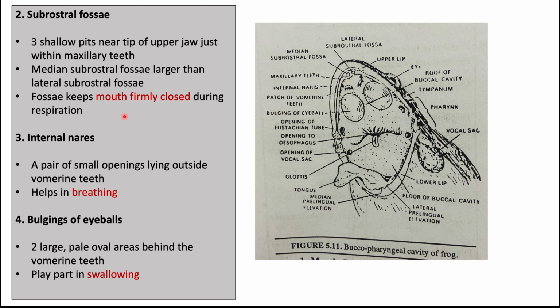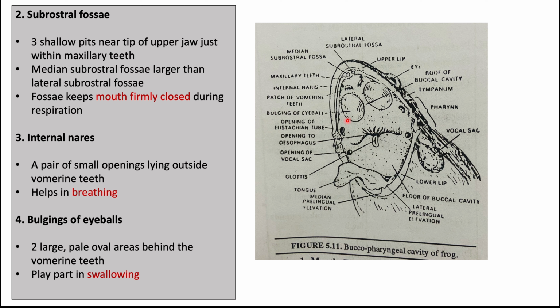Next portion is the internal nares. Look at these internal nares, these black dots, 1, 2. There is a pair. A pair means there will be two. A pair of small openings lying outside the vomerine teeth. Yes, they are outside the vomerine teeth. Their function is they help in breathing. So in case of frog, internal nares are helpful in breathing.